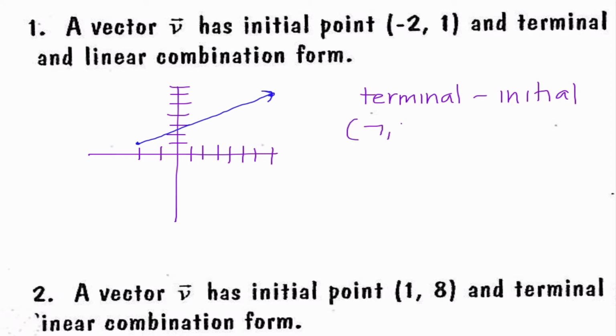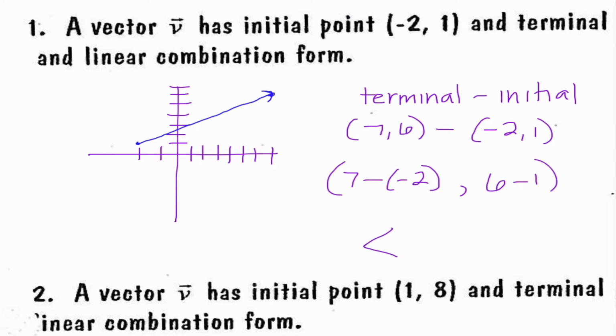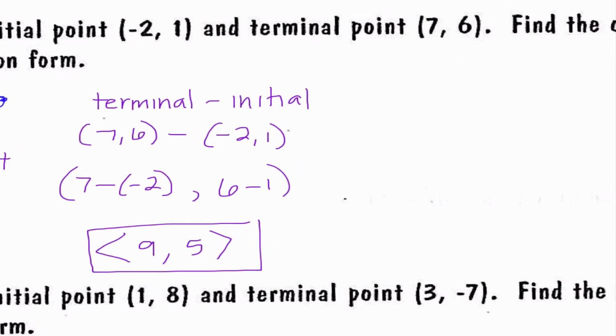Our terminal is 7, 6. Our initial was -2, 1. So I'm going to do 7 minus -2, and then I'm going to go ahead and do 6 minus 1. So I get 9, 5. So what that's telling me is that this particular vector is moving to the right 9 and up 5. And we could count it and see that as well.